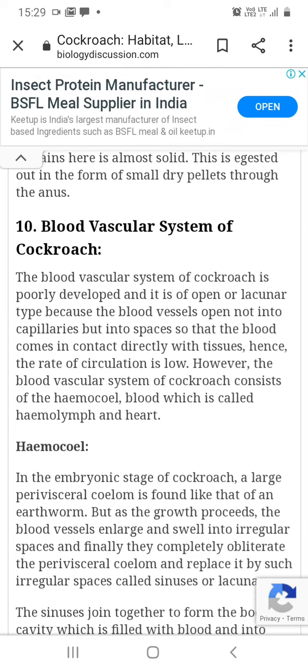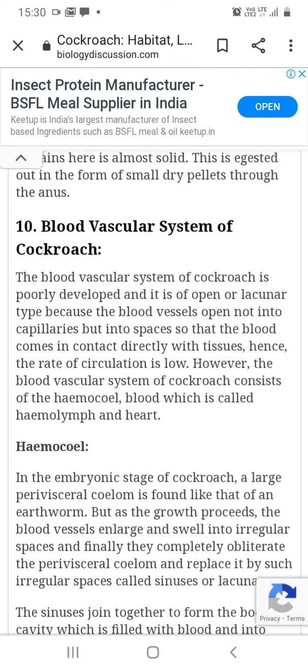The circulation in insect is that of open type. I have already discussed in previous classes what an open circulatory system means. Open circulatory system means that there are no capillaries and veins present. The blood does not flow through closed vessels. At one point, the vessels are open. All the tissues are bathed in the hemolymph.